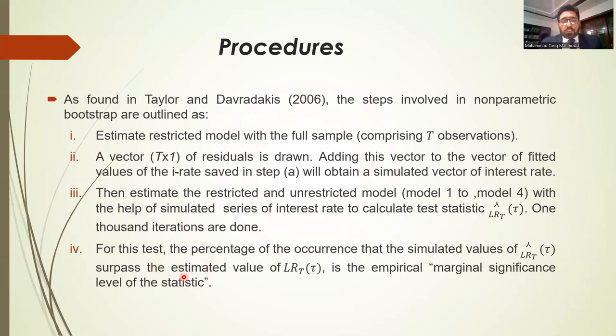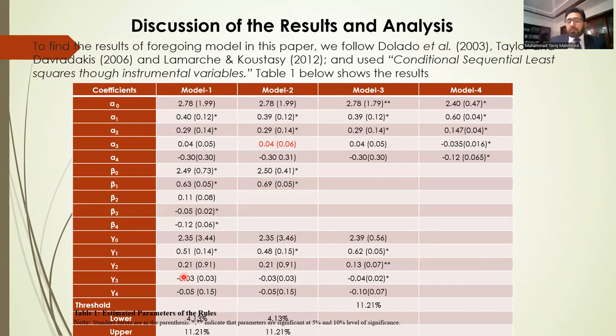So this was the whole procedure which is used. And for this test, the percentage of occurrence that the simulated value of the likelihood ratio test surpasses the estimated value of the LRT is the empirical marginal significance level of the statistic. And it would help us decide whether some threshold level is accepted or not.